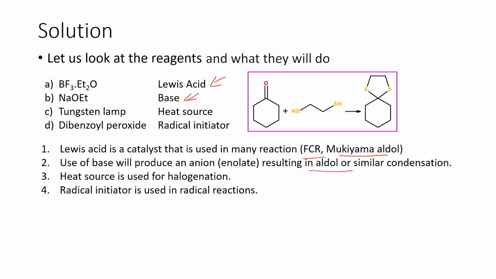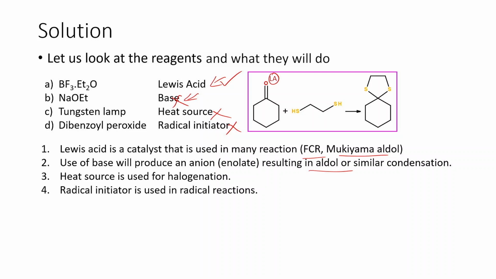If you rule out the reagents which cannot be used: a base cannot be used because that will lead to aldol condensation, and the heat source is not required because we do not have any halogenation or similar reactions. A radical initiator is also not needed because we do not have any radical reaction. So what is left is only the Lewis acid, and we already know a Lewis acid can coordinate with the carbonyl oxygen. That is why this reaction can easily be facilitated using it.